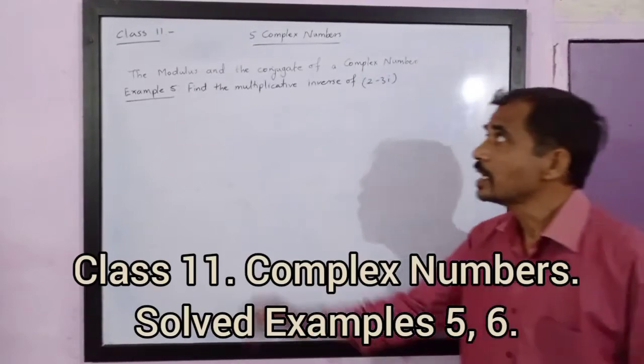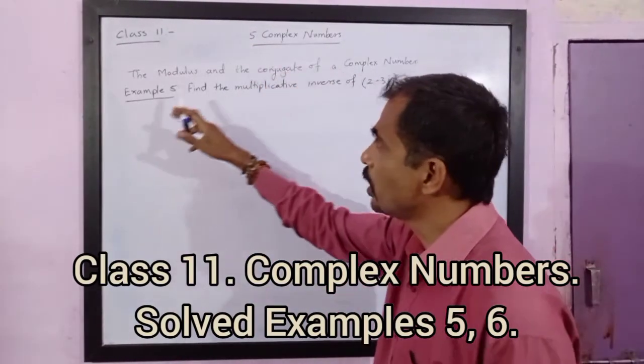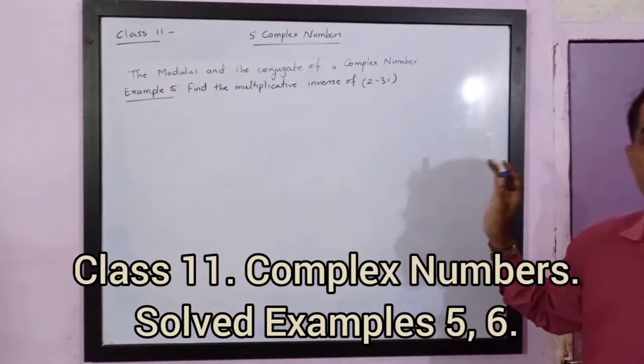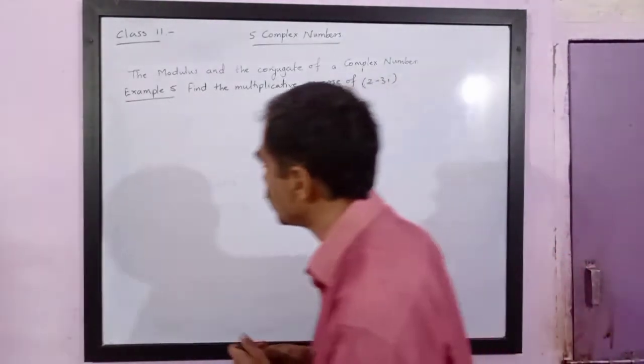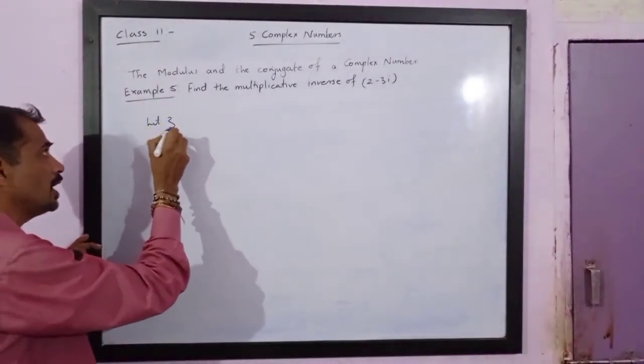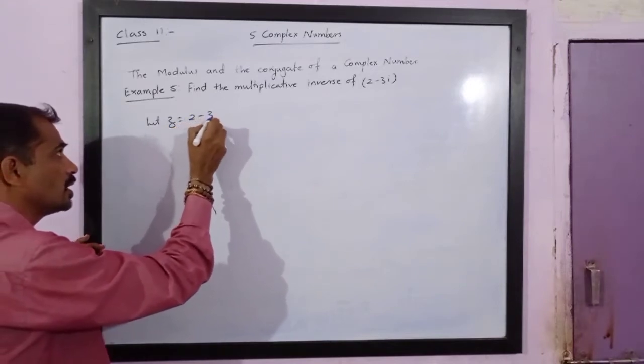Dear friends, in class 11 we are studying the 5th chapter and the next point is example number 5. We have to find the multiplicative inverse of 2 minus 3i. Now let us see how we can solve this. Let the complex number be z. Let z is equal to 2 minus 3i.